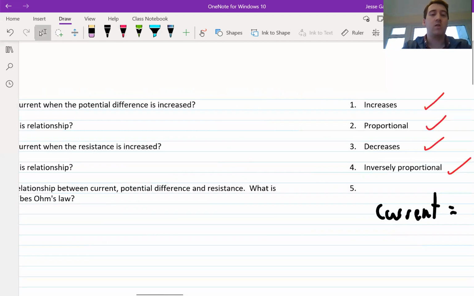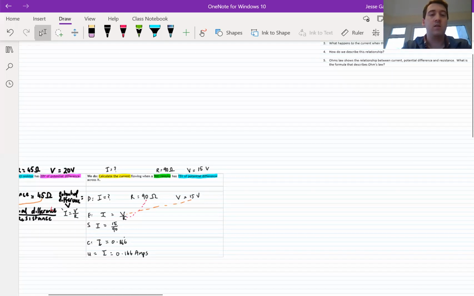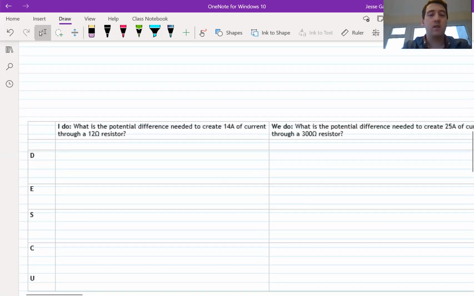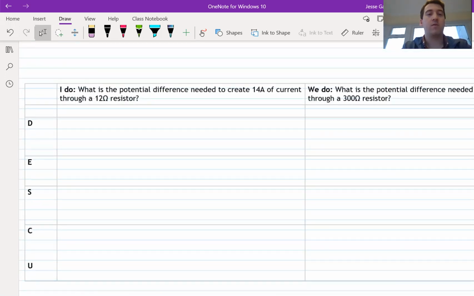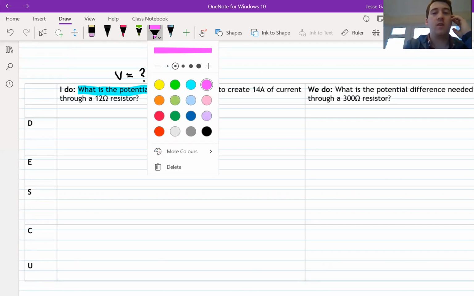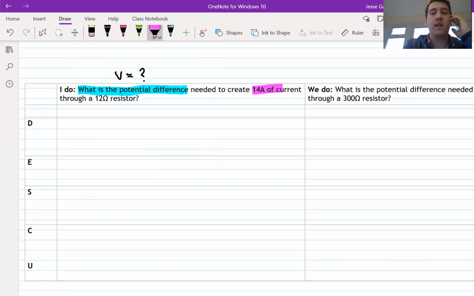All right, let's take a look now at a few more examples. Here is another type of question. Now we can still use the DESC method, but this time it says, what is the potential difference? So this time the unknown is a different unknown. This time V is the question mark. Potential difference is unknown. We know though that we're creating 14 amps of current. So we know that I is 14 amps.